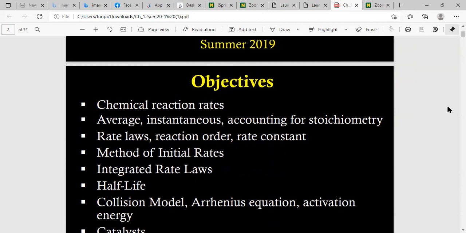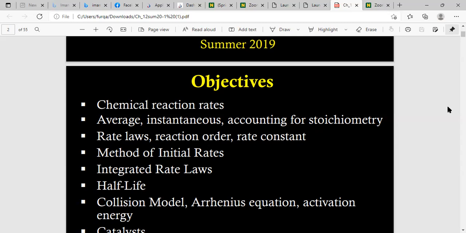We'll learn how to find out the rate law for a particular chemical reaction, and because rate constants talk about the speed of the chemical reaction, we have to look for the rate constant and how much the reaction order plays its role. So there's a method to do that that we call the initial rates method. We learn that in this chapter.